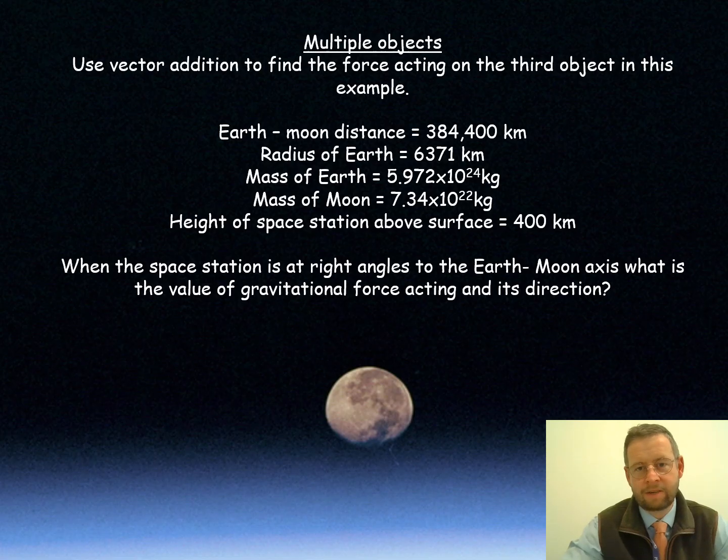So here's an interesting question for you. So we've got the Earth, the Moon, and the space station, but they're not all in a line. One of them is at right angles. The space station is at right angles to the Earth-Moon line. And given the distances and the masses, what would be the force of gravity acting on the space station when the Earth and the Moon were in those different places? See if you can have a go at solving this.